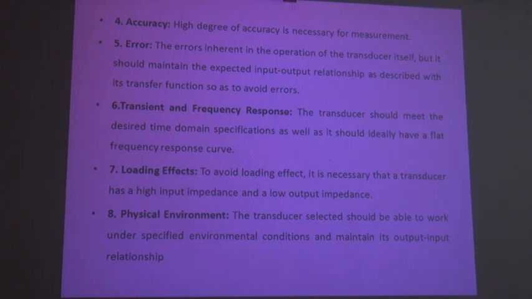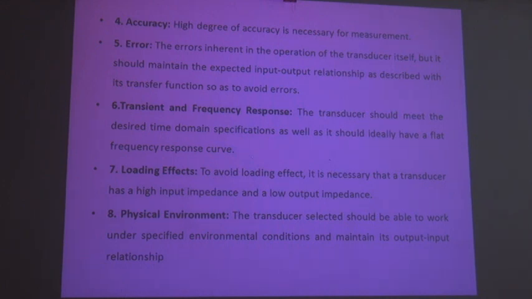Then transient and frequency response. The transducer should meet the desired time domain specification, and it should ideally have a flat frequency response. This is very important. For the performance of any transducer to be high, the transient and frequency response should be as good as possible, and the frequency response curve should be flat, meaning constant. Then the output and performance of the transducer will be high.